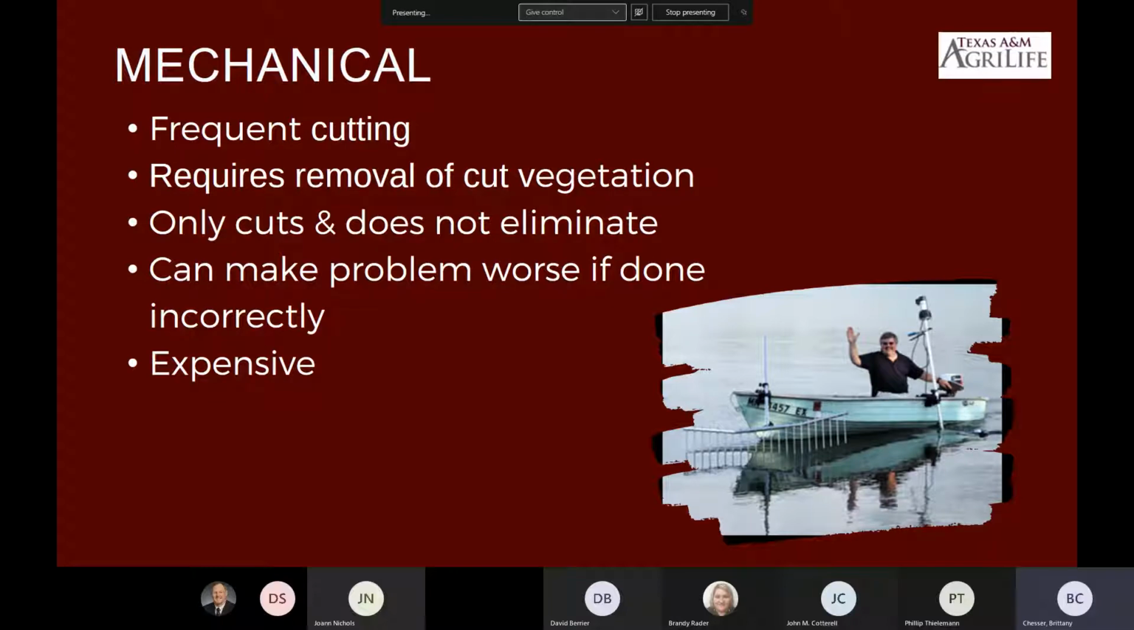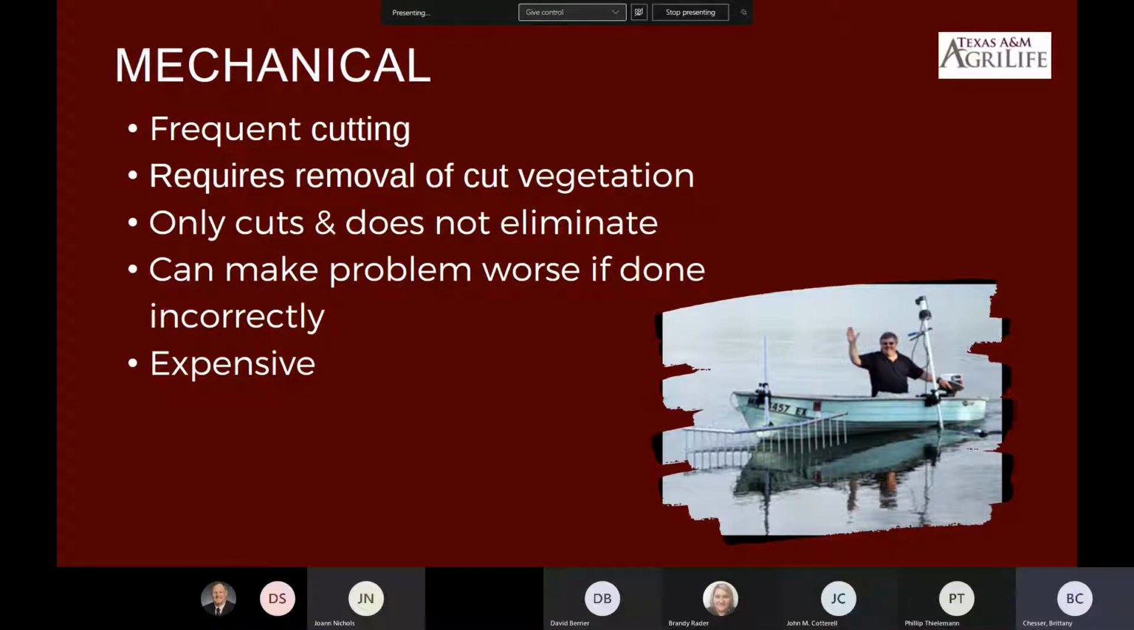Also, mechanical control is not going to be a very viable option for a lot of these submerged aquatic vegetation species, just because they do reproduce by fragmentation. So this can actually make the problem worse if done incorrectly. I think the best example for this, and I say it time after time, is hydrilla and our coontail species. They're able to reproduce by any fragment that is about an inch or more. So if you're constantly raking your pond, you're literally creating hundreds of new plants.